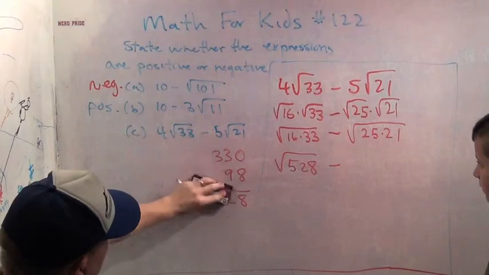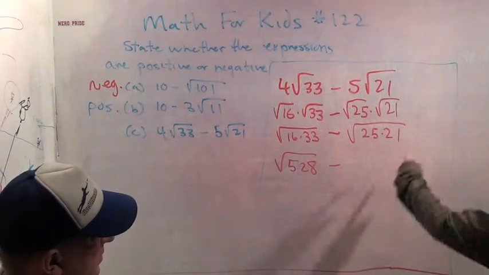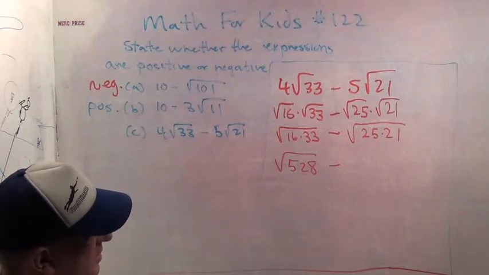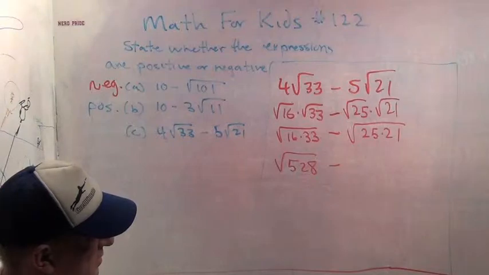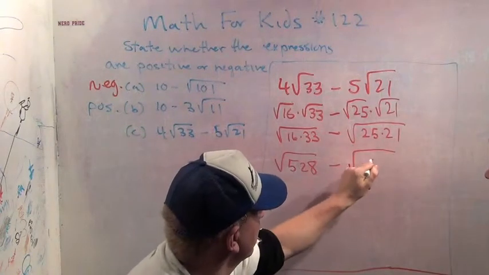Now we got to do 25 times 21. Do you know an easy way to multiply 25 times 21? Well, we can do 25 times 20, which is 500. Okay, and then what do we have to do next? Then we have to add a 25 to it, which is 525. All right, so 25 times 21 is 525.